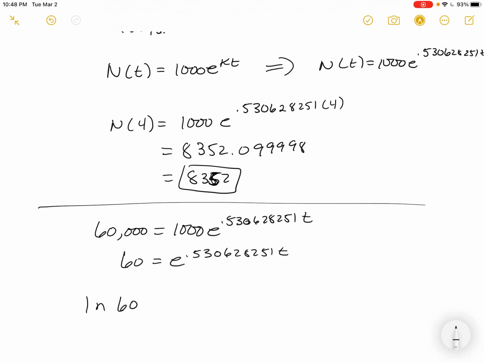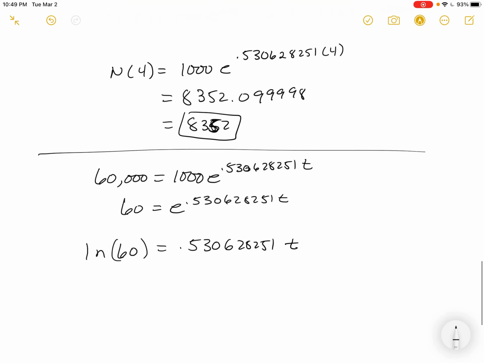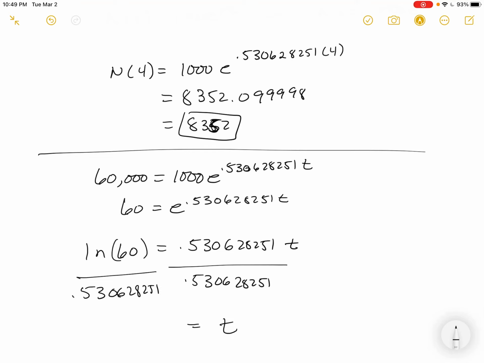Take the ln, right, or put it in its log statement, is equal to 0.530628251 t. And you're going to divide by 0.530628251 to get t all by itself. So we don't complain about it because it's circumstantial. We just let it ride. ln 60 divided by 0.530628251.